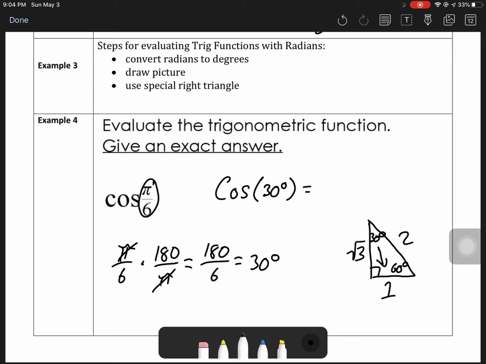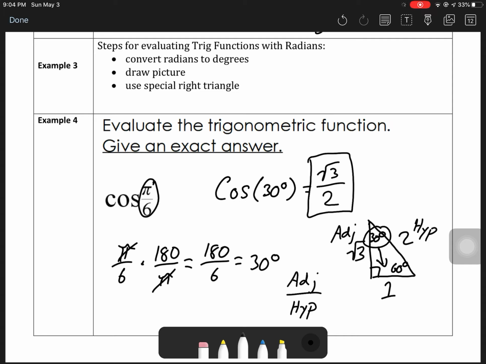So cosine, remember cosine is the adjacent over the hypotenuse. Since it's cosine of 30 degrees, adjacent would be square root of 3 and hypotenuse would be 2. So square root of 3 over 2 is going to be our answer.